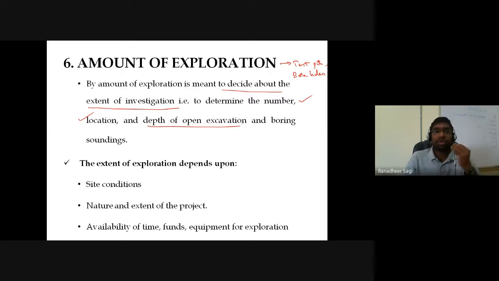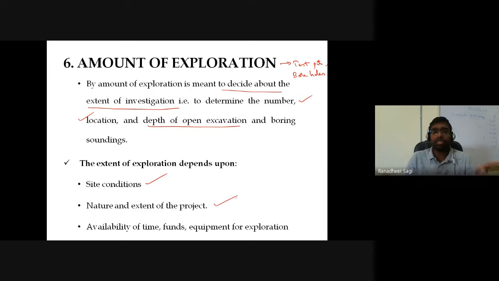Okay, so that so-called extent of investigation, whatever we are talking about in terms of the number of boreholes or depth of the boreholes or the position of the boreholes, basically depends on your site conditions, and it also depends on the nature and extent of the project. Nature and extent of the project in the sense, whether it is for a roadway, or for the construction of an embankment, or for the construction of a residential building, or for the construction of a lightly loaded structure, or maybe a commercial building.